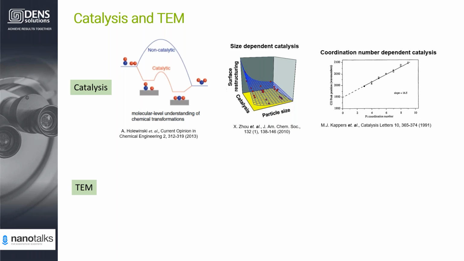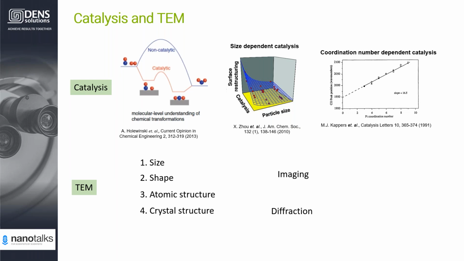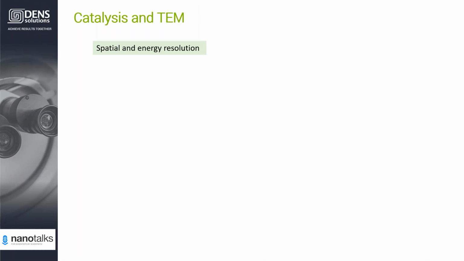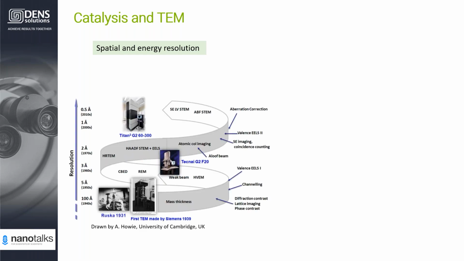To help find more efficient catalysts, people come to TEM asking for information like size, shape, atomic structure, crystal structure, composition, and chemical bonding, which can be achieved by imaging, diffraction, EDS, and EELS in TEM. The advantages of TEM over other structure analysis techniques are mainly its superior spatial resolution and high energy resolution, also at atomic resolution. This has also been revealed in the development history of electron microscopy.